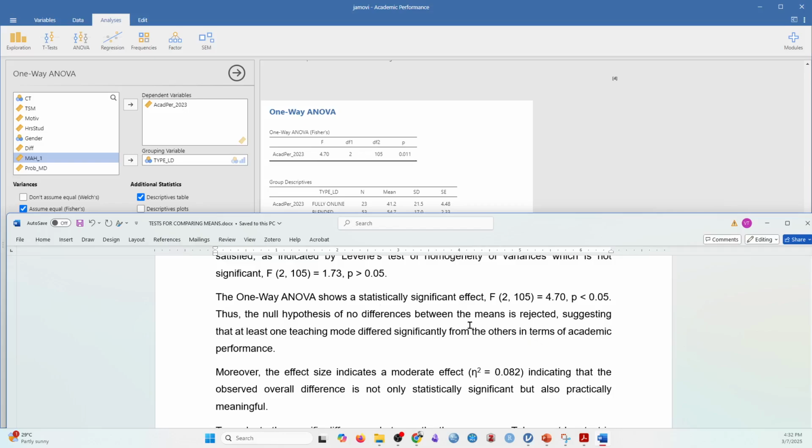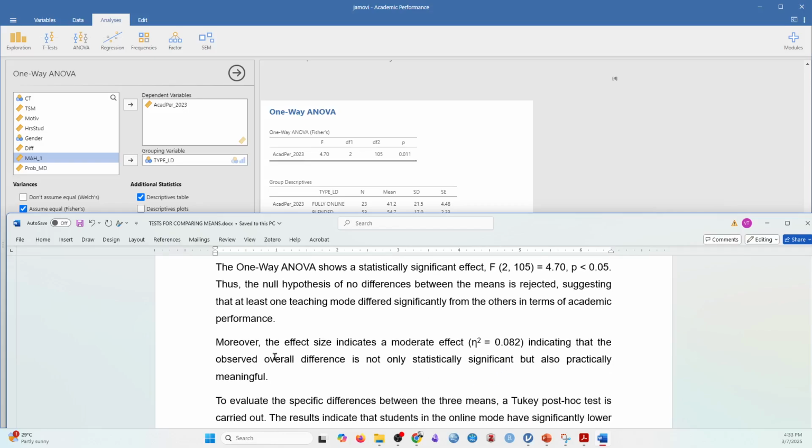And what we also want to do is to look at an overall effect size, and for that we look at the eta square value, right? So moreover, the effect size indicates a moderate effect, eta square, which is 0.02 here, indicating that the observed overall difference is not only statistically significant, but also practically meaningful, right? In fact, eta square value greater than 0.06 indicate a moderate effect, right? So that's what we find here.